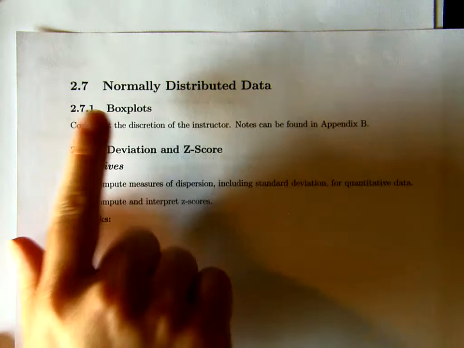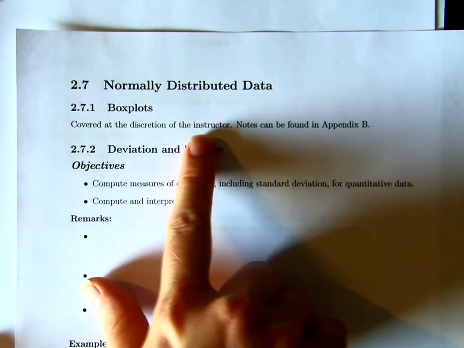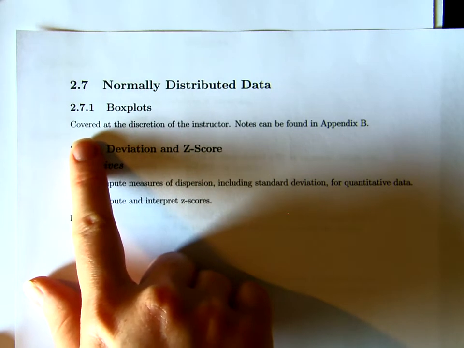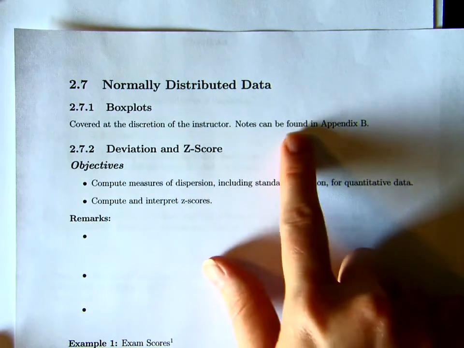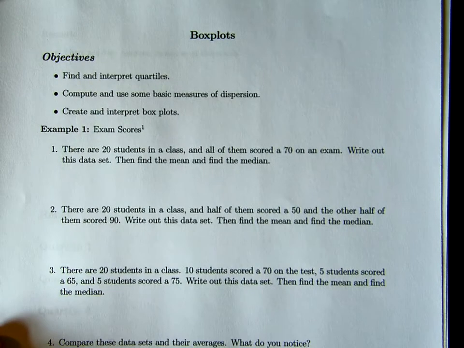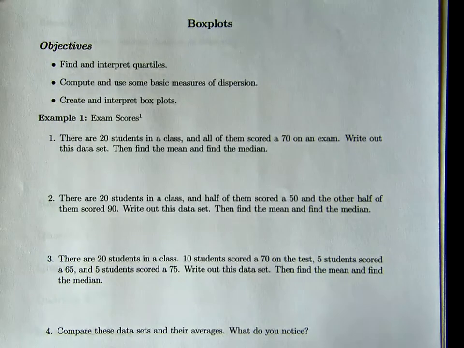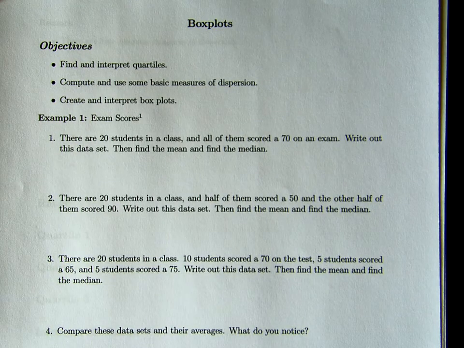This box plots section is not in your book. It's covered at the discretion of the instructor, but it's in Appendix B. So these notes are in the back of your notes packet, but nonetheless, here they are. So here comes box plots.